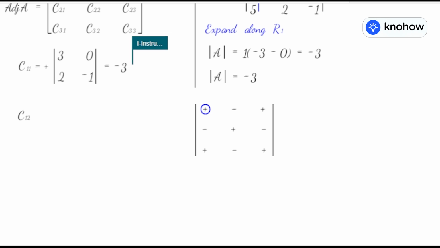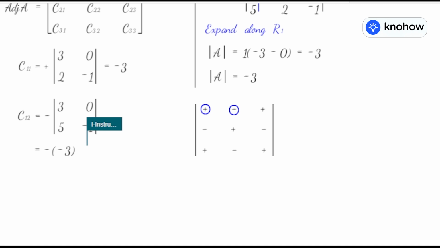Then C12. For C12, the sign is negative. Negative sign to be imposed on the value of determinant obtained by deleting the row and column through element 1, 2, that is through 0 here, and you get 3, 0, 5, minus 1. So when you work out, you get minus times minus 3 and of course minus 0, so minus minus plus 3 you get. So similarly, you can work out the other cofactors yourself.